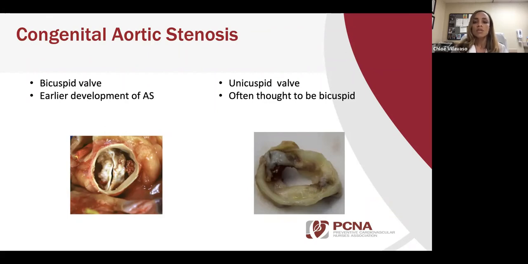On the right, the unicuspid valve, you'll notice the 3 leaflets are fused together. This is thought to be a rare form of a congenital abnormality, but it may not be as rare as we think because these valves are often thought to be bicuspid.